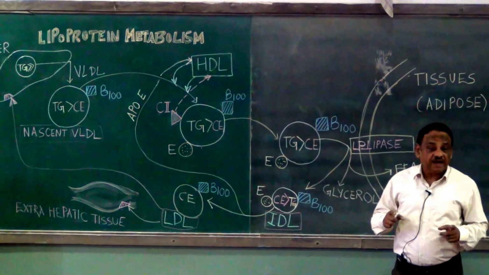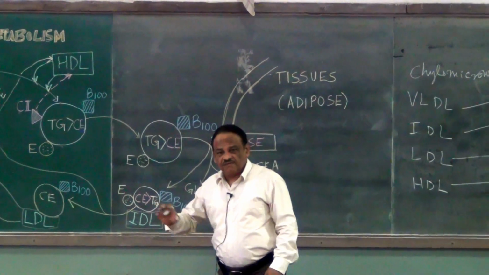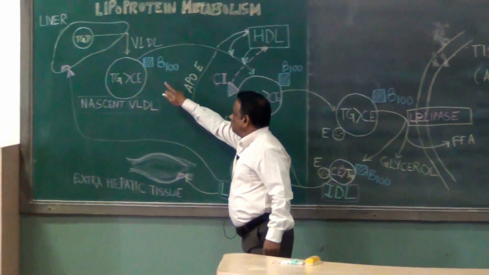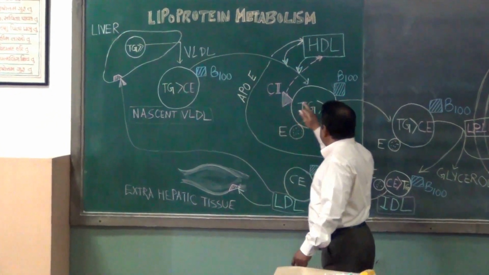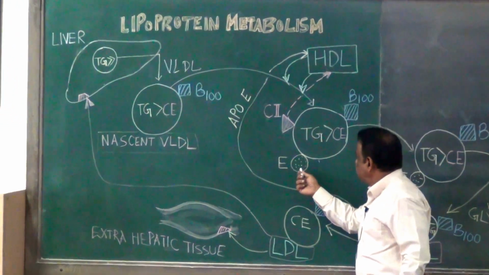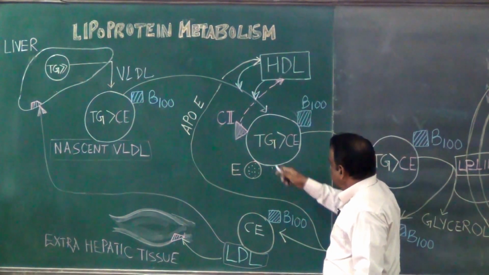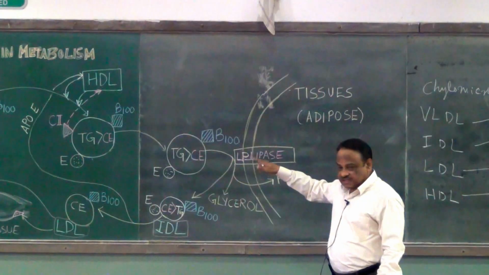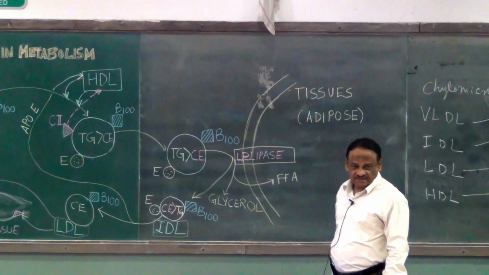This is also known as mRNA editing. It's a way of gene regulation. Originally it had only ApoB100, but when it passes through the plasma, it receives some other apoproteins like ApoC2 and ApoE. It receives all these apoproteins. What are these? C2 and E, not ApoA.